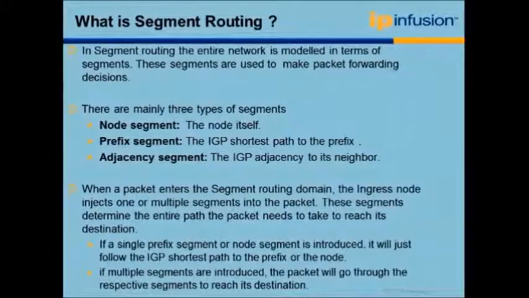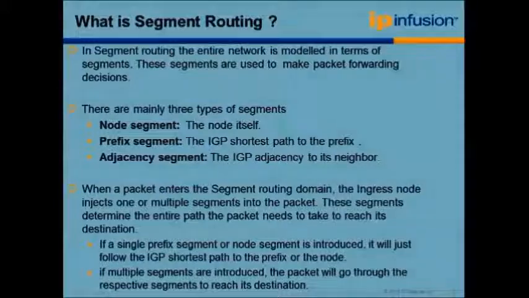So what is segment routing? In segment routing, the entire network is modeled in terms of segments. The major elements of this network are the node, the prefixes, and the adjacencies. For each of them, the entity is determined by a segment. For example, the node segment is the one which represents the node itself. The prefix segment is the shortest path to the prefix, and the adjacency segment is like the IGP adjacency to its neighbor.